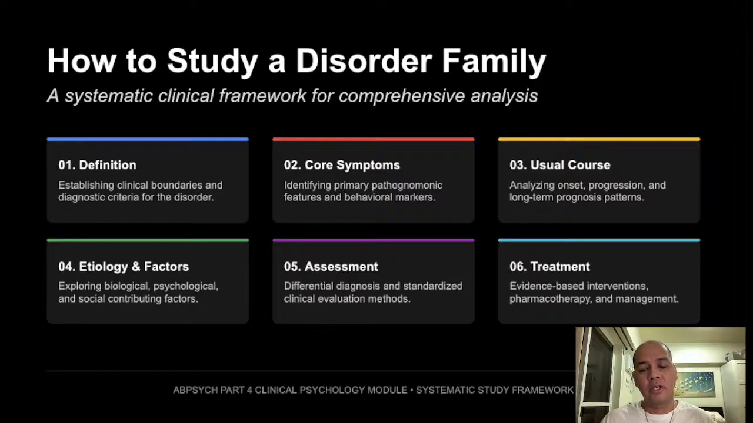So, for each disorder family, ask the same questions. What is it? What are the core symptoms? What is the usual cause? What contributes to it? How is it assessed? What can it be confused with? And what usually helps? That structure matters because symptoms overlap.